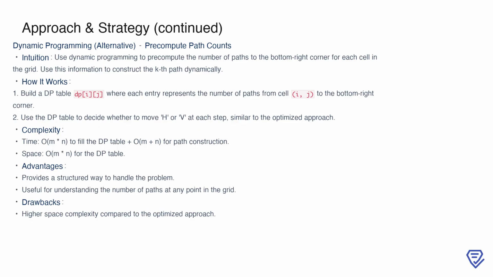This approach provides a structured way to solve the problem and is particularly useful for understanding the distribution of paths across the grid. However, it has a higher space complexity since the DP table requires O(M * N) storage. While systematic, the added memory overhead makes it less efficient compared to the optimized combinatorial approach.